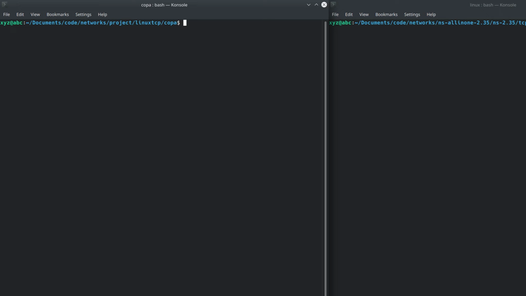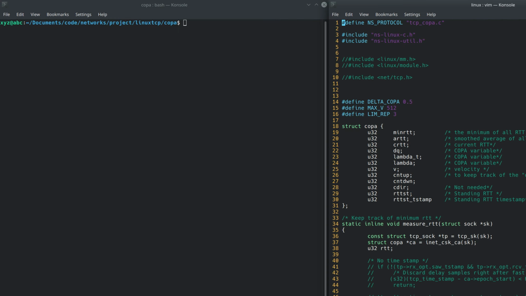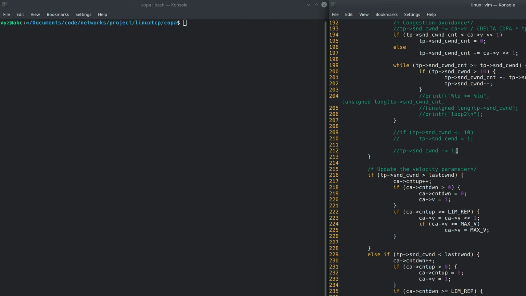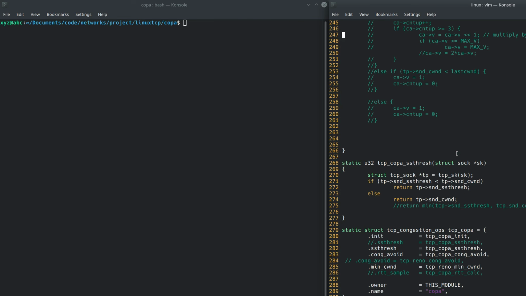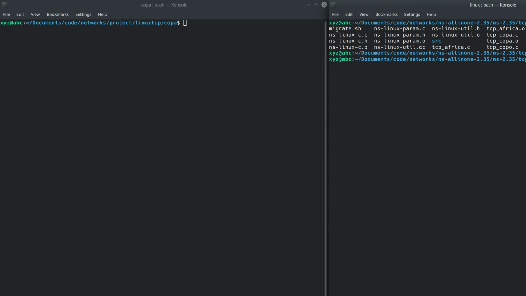Okay, so I implemented this algorithm in a Linux kernel module. Here you can see my implementation. This is my implementation, in a Linux kernel module. And I'm gonna use the NS2 network simulator to test this implementation.